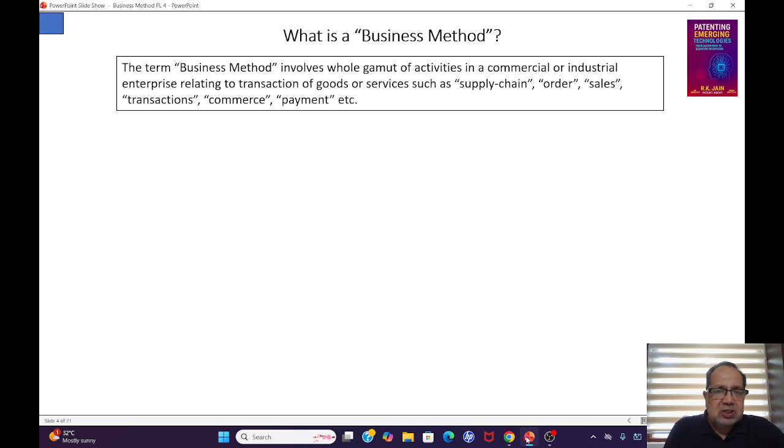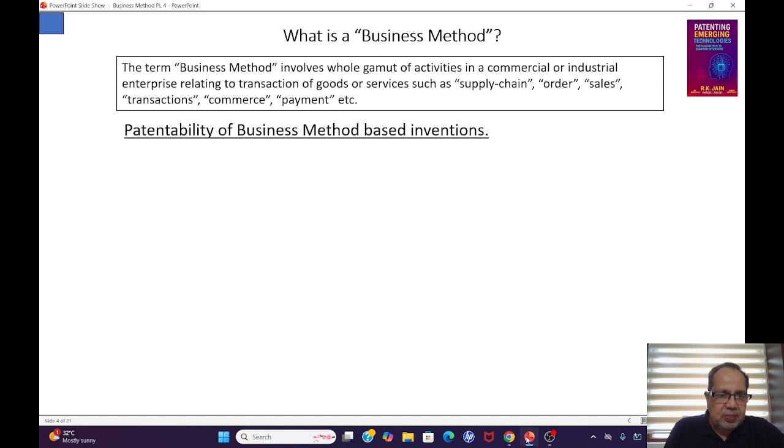In this video, we will see that if we have a business method based invention, then how do we draft a patent claim which will withstand the scrutiny of the Patent Office with respect to the exclusions under Section 3K. So we are here going to consider the business method inventions. Let us first try to understand what we mean by the business method in respect to the CRI guidelines. It is a generic term which covers the whole gamut of activities in both commercial or industrial enterprises that could be related to the transaction of goods and services, for example, supply chain, commerce, payments, etc.